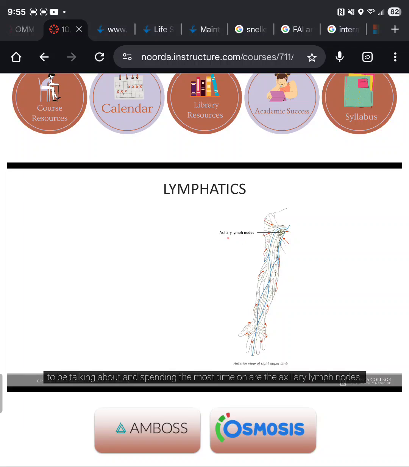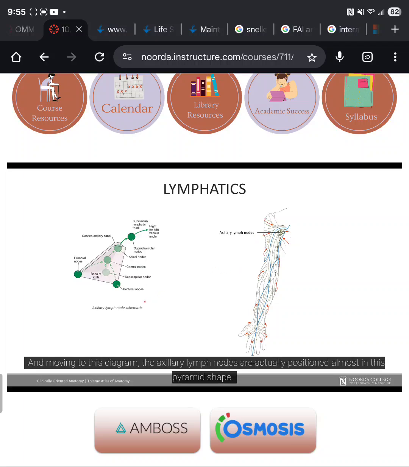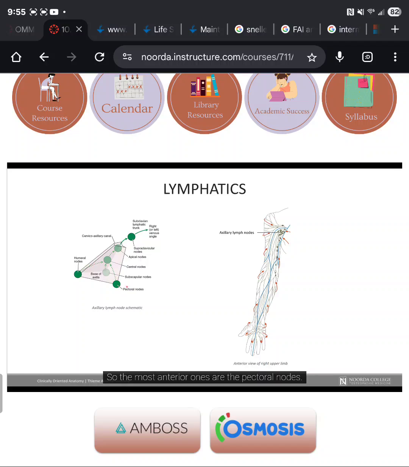The ones that we're going to be talking about and spending the most time on are the axillary lymph nodes. They get their name because they're found within the axilla. And moving to this diagram, the axillary lymph nodes are actually positioned almost in this pyramid shape. So the most anterior ones are the pectoral nodes, and those are draining the breast and the anterior thorax. Laterally, we have humeral lymph nodes, and those are the primary drainage point for the majority of the upper limb. And then posteriorly, there are subscapular nodes, and that's where the posterior thorax and a lot of the scapular area is going to be draining.